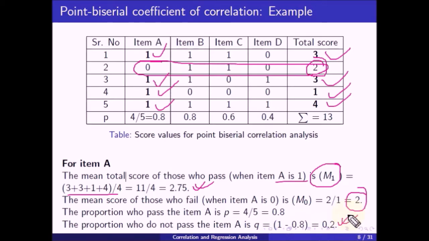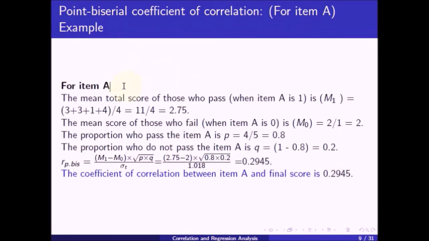Okay, so in this way, we have to calculate the P and Q. P is what? Number of 1s divided by total number of rows. If you summarize it for item A, the mean score total of those who pass, so when A is equal to 1, the mean is what? 2.75. The mean score of those who fail is 2. Just you have seen the proportion of pass of item A, so P is equal to 0.8, Q is equal to 1 minus P, that is 0.2.